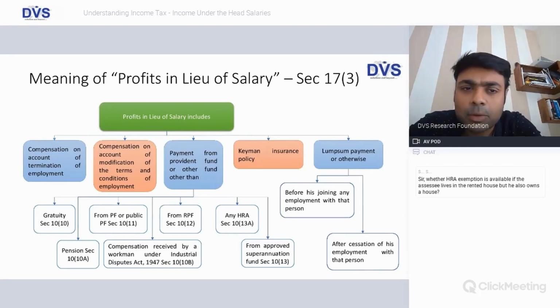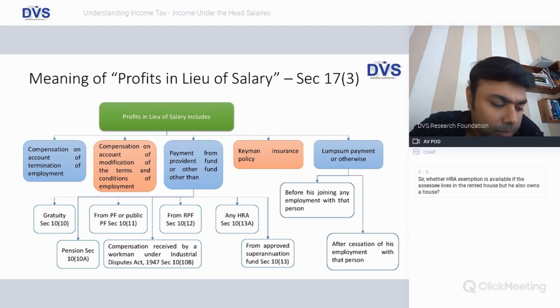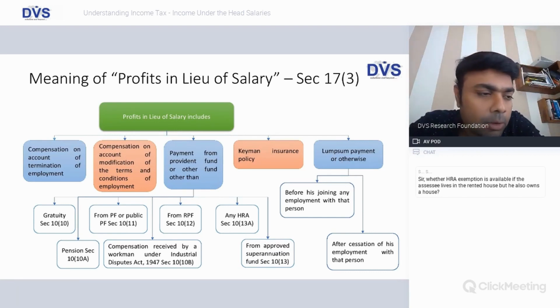Invariably these things happen for expat salaries. So a foreigner would say, I want my kids to study in American international school. It will be 20 lakhs per child. That expenditure will be fully taxable.